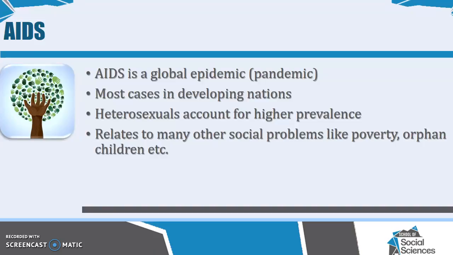And one of the major reasons why AIDS has to be singled out as a health issue is because it directly relates to a lot of other social problems. Now, whether or not AIDS causes these social problems is debatable, but at the same time, there is no doubt that where you see a very high prevalence of AIDS, you also see a lot of other social problems occurring, like poverty.